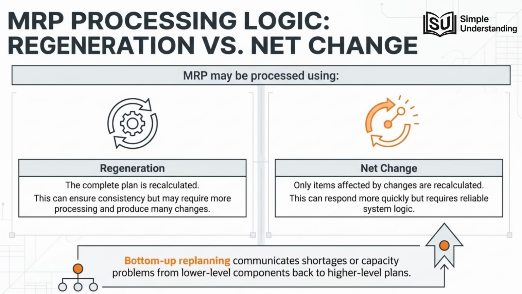This can ensure consistency but may require more processing and produce many changes. Net change: only items affected by changes are recalculated. This can respond more quickly but requires reliable system logic. Bottom-up replanning communicates shortages or capacity problems from lower-level components back to higher-level plans.